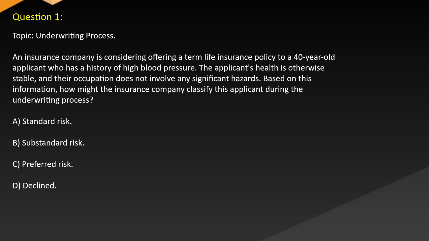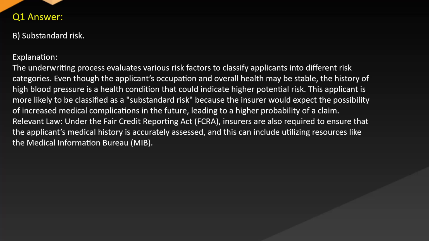A. Standard risk. B. Substandard risk. C. Preferred risk. D. Decline. Answer: B. Substandard risk. Explanation: the underwriting process evaluates various risk factors to classify applicants into different risk categories. Even though the applicant's occupation and overall health may be stable, the history of high blood pressure is a health condition that could indicate higher potential risk.